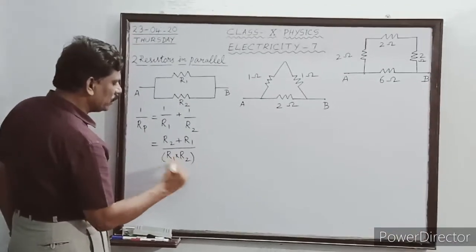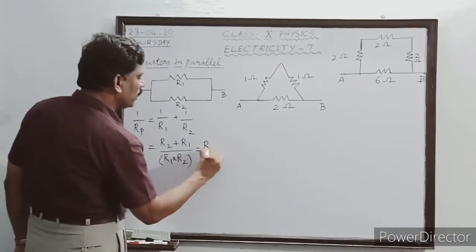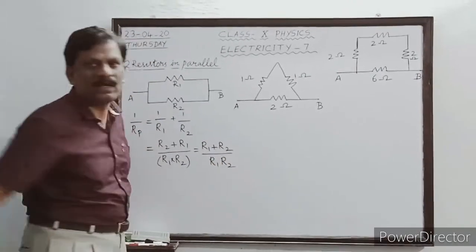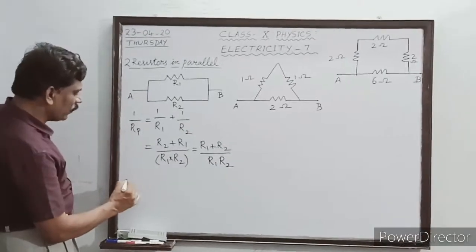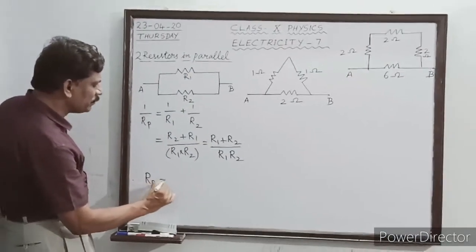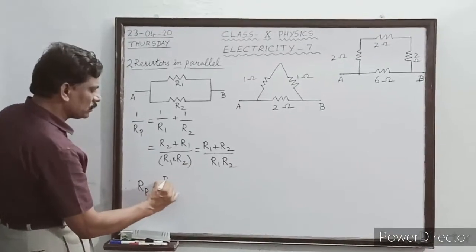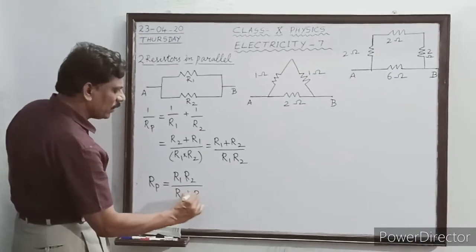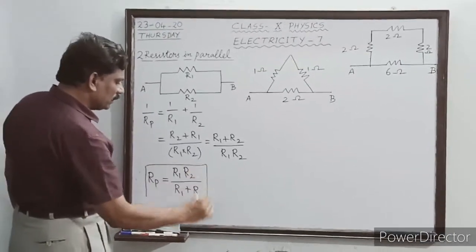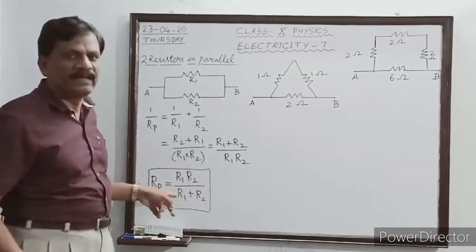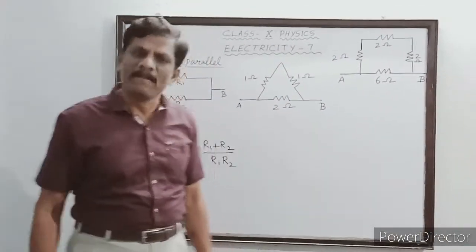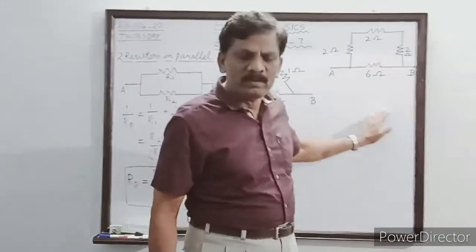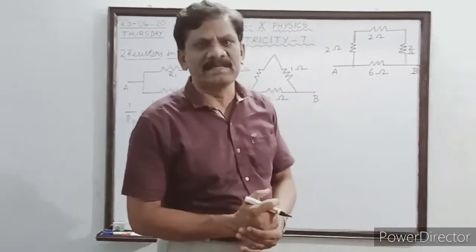So this is R1 into R2. So this is also equal to what? R1 plus R2 divided by R1 into R2. Therefore, taking the reciprocal, what must Rp be equal to? Rp must be equal to R1 into R2 divided by R1 plus R2. So this formula you can use directly whenever two resistors are connected in parallel. Okay, now I will explain two genuine examples which are taken from competitive exam question papers.